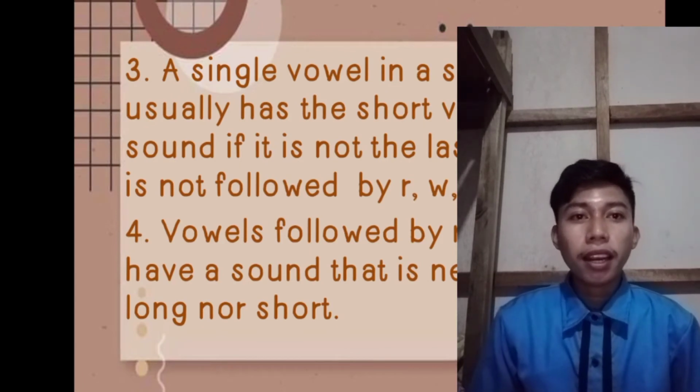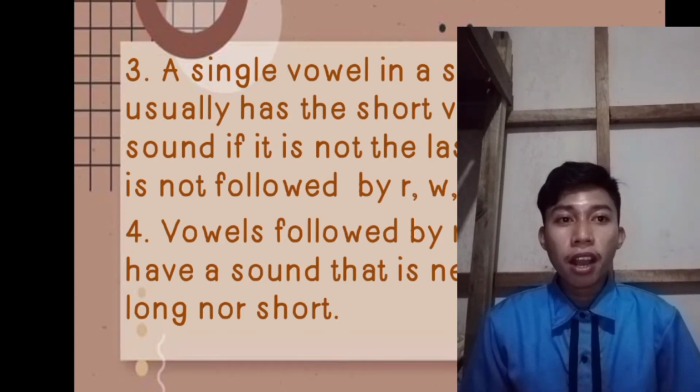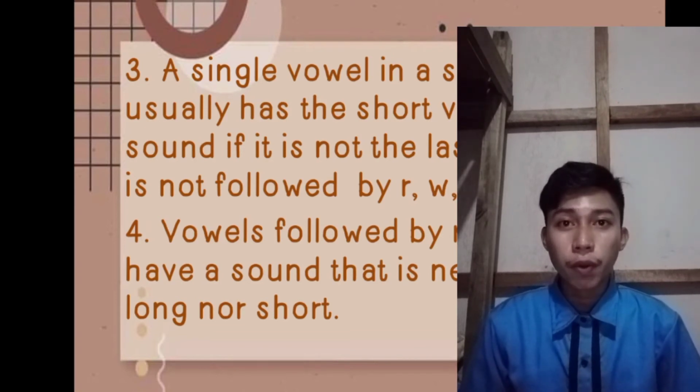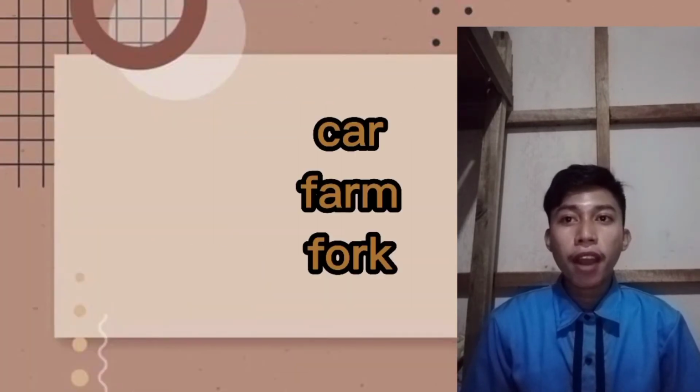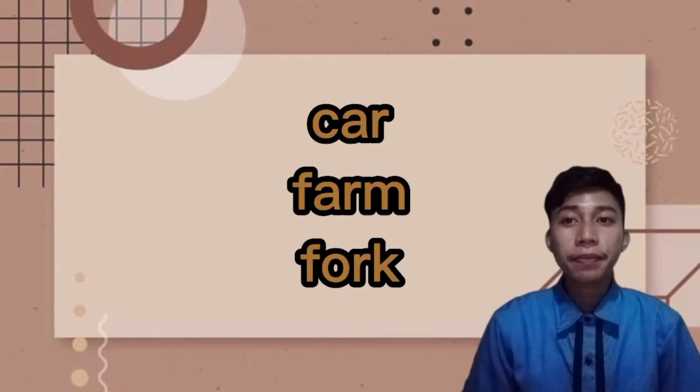Rule number 4. Vowels followed by R usually have a sound that is neither long nor short. For example, car, farm, fort.